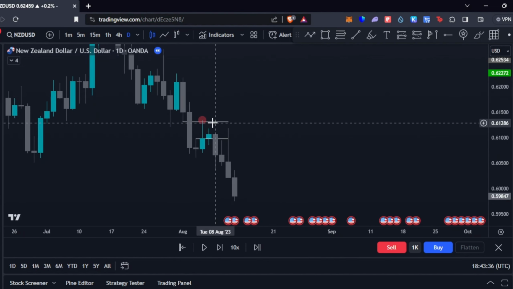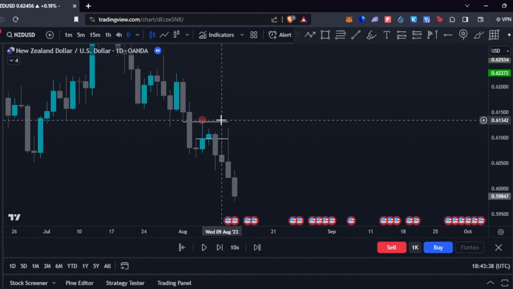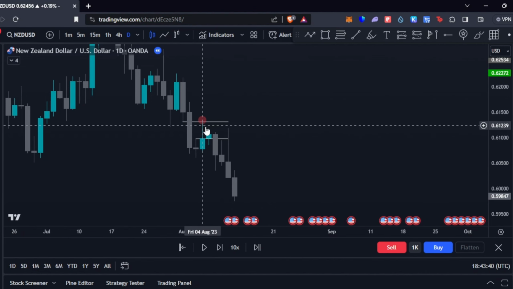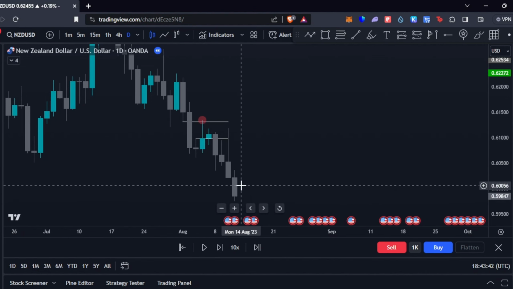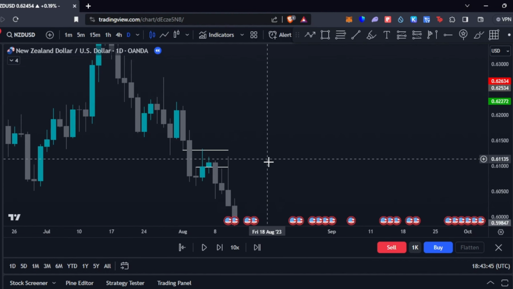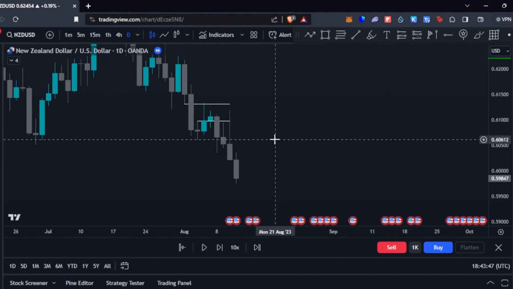So if you were to look for selling opportunities in this area, you would have been able to take a couple of sells, which you could have written down beautifully. So that is an example of a bearish fair value gap.